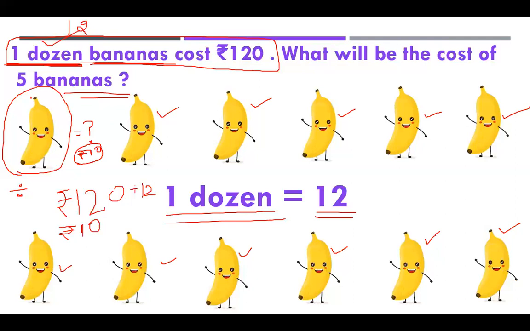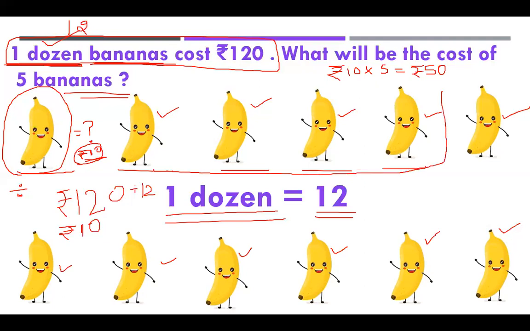Now we want to find the cost of 5 bananas. What we have to do, we have to multiply the cost of 1 banana by 5. So rupees 10, you have to multiply by 5, you will get rupees 50. It means that the cost of five bananas is rupees 50. Let's count with me. This is 10, 20, 30, 40 and 50. Till here you have 5 bananas and its cost is rupees 50, right? So we will solve the questions like this.